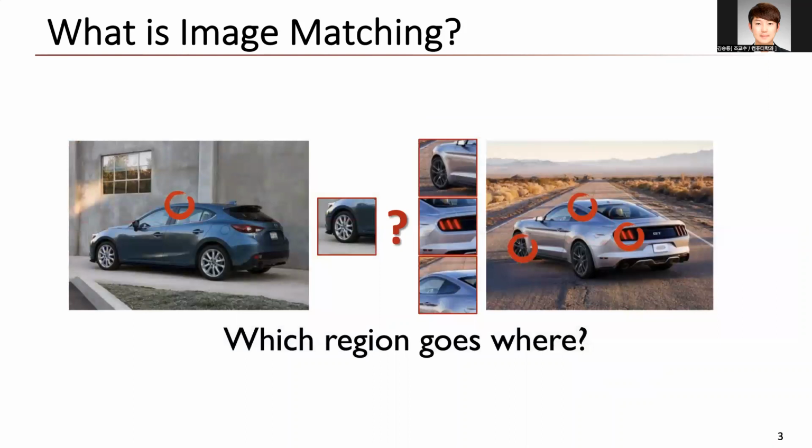In other words, the objective of image matching is to answer which region goes to where. So in this case, we want to find the correspondence of these patches or this pixel to this pixel, given many candidates, this one and this one and this one, looks like this. The question is which region goes where? This is the image matching goal.